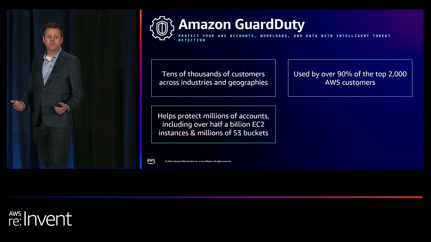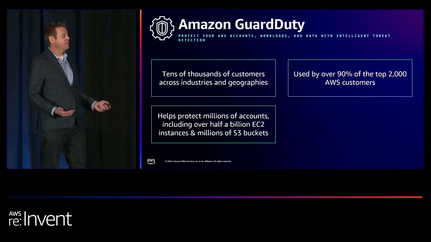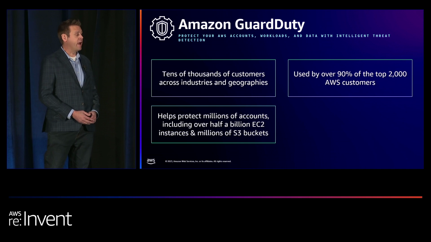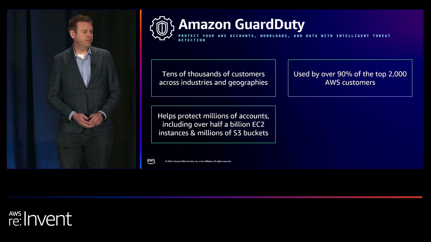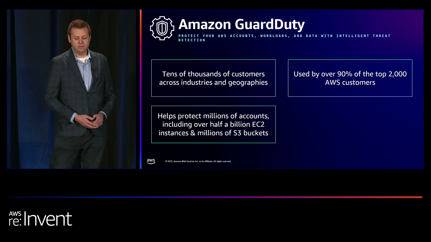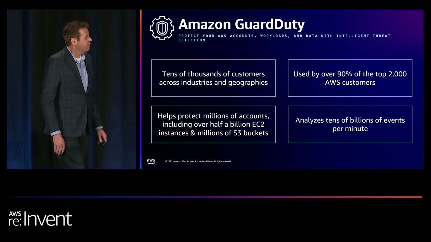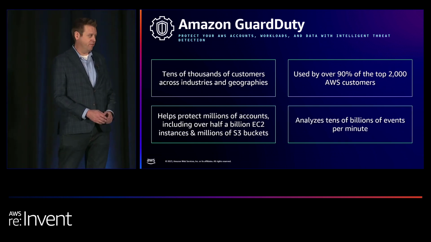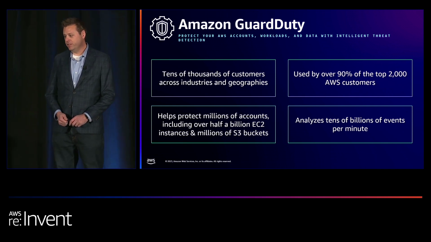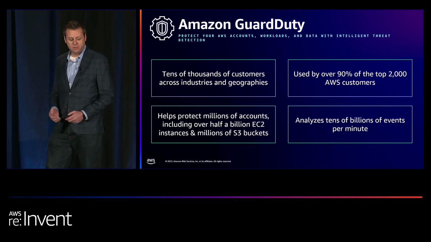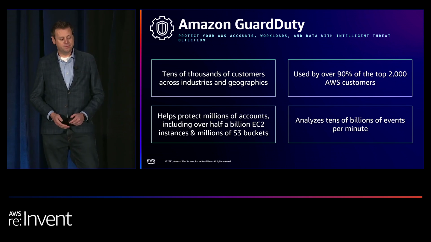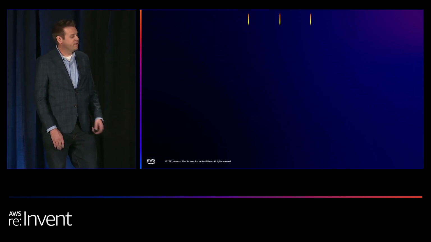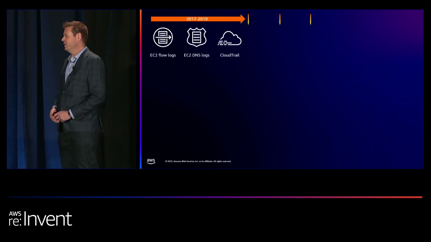And we are actively protecting millions of accounts, over 500 million EC2 instances at any given moment, and millions of individual S3 buckets with their S3 data events. In fact, we now process tens of billions of events per minute across all of our global regions, supporting all of these customers. So we're able to provide this protection and do so at a really massive scale. And we've come a long way since we first started in 2017.